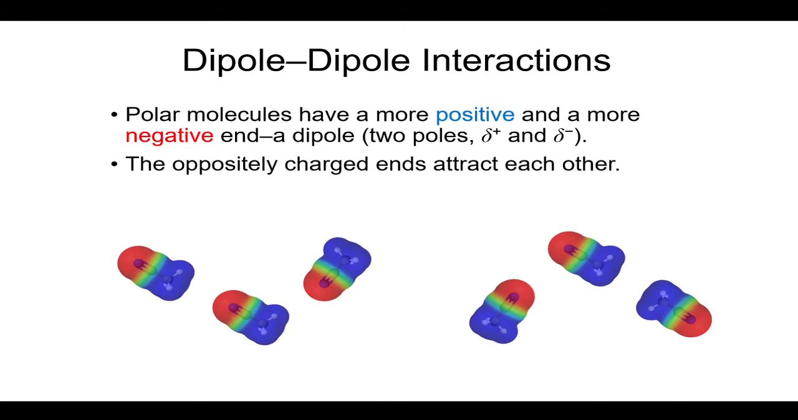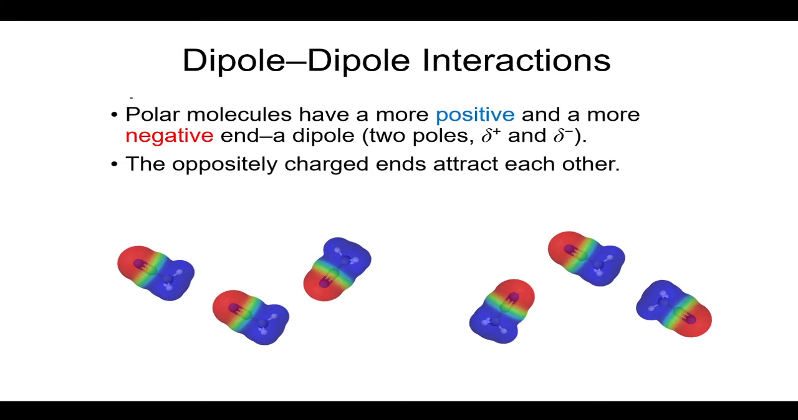The next interaction we're going to talk about is dipole-dipole force. So we're covering different intermolecular forces. Dispersion force: every single entity has a dispersion force. If it has electrons and protons, it has dispersion forces because it's polarizable to some degree. Now, certain compounds will have dipole-dipole forces, and these will be much stronger than dispersion forces. And so polar molecules is what we're talking about here.